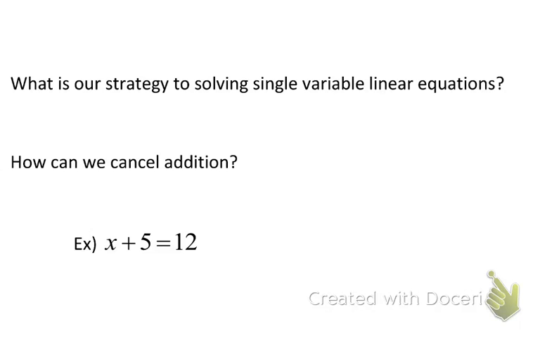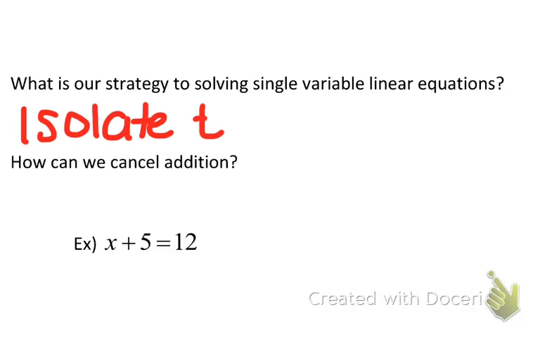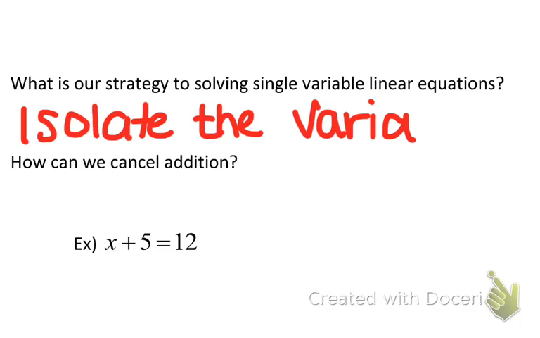So, what is our strategy for figuring out what that variable is? The key is we're going to isolate that variable. Once we isolate that variable, we will find out the truth and figure out what that variable should be in order to make that equation true. So let's take a look at this example, x plus 5 equals 12.